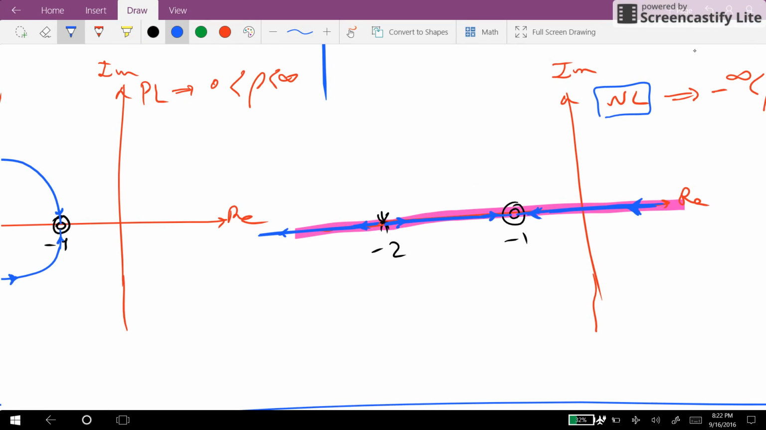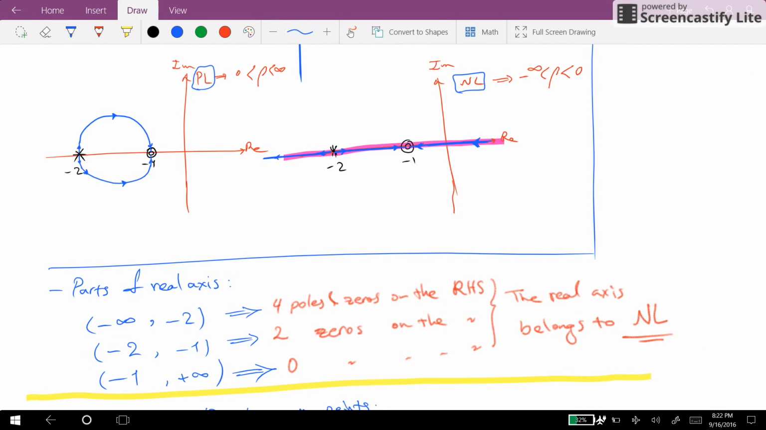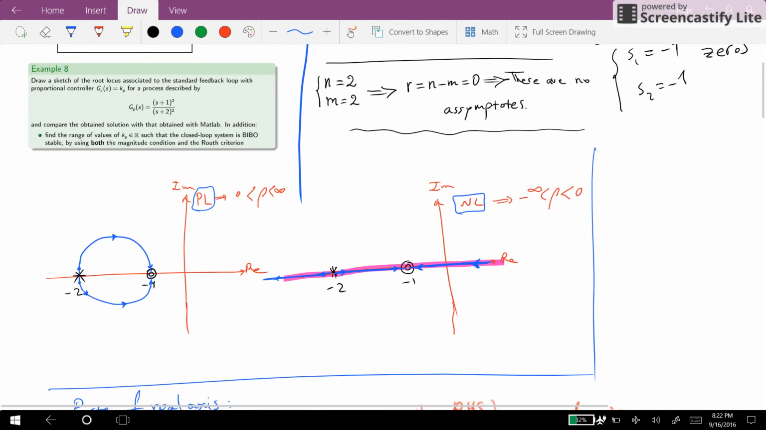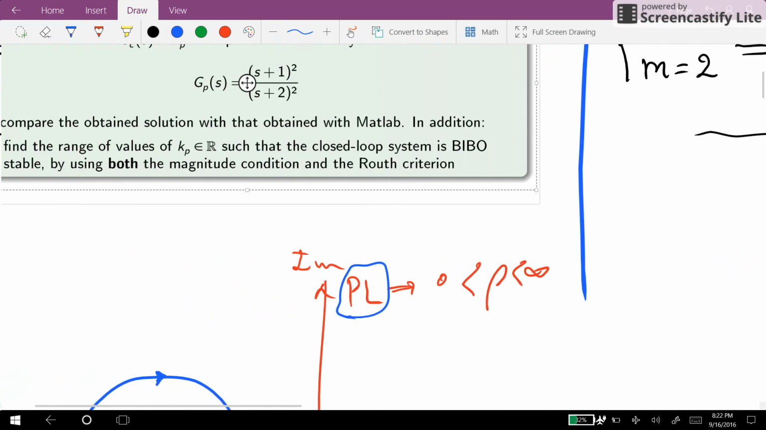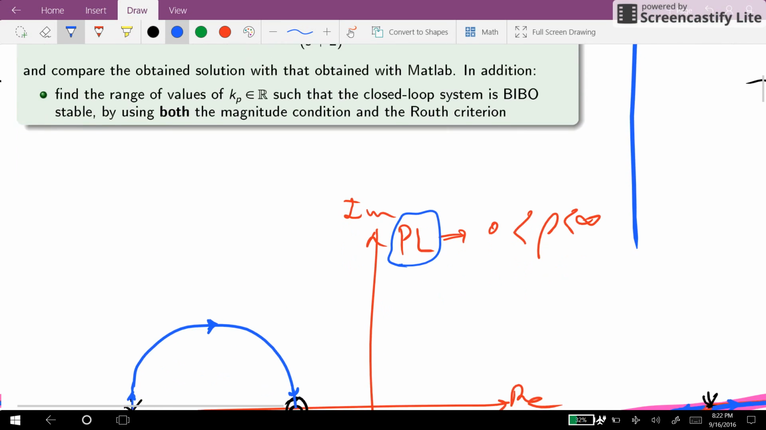Yeah, this is for the negative locus, and this is for the positive locus. So this is all that we have as the graph, or the root locus. Now let's see what the question was here. I will also draw it with MATLAB and show you. You can compare it with this.